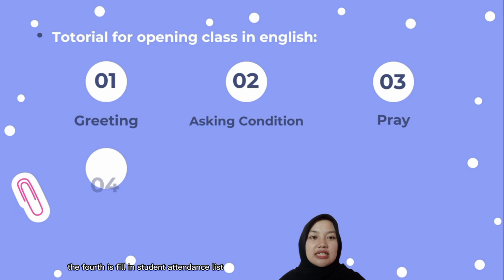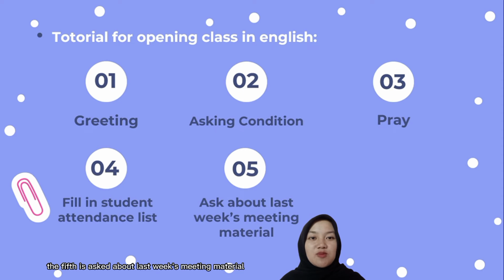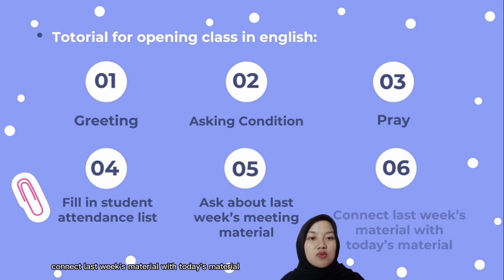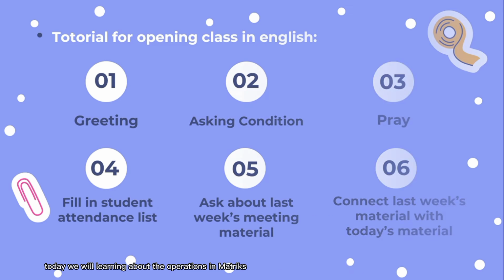The fourth is to fill in the student attendance list. The fifth is to ask about last week's meeting material. This is done so that students can recall what they learned last week. And the last is to connect last week's material with today's material. Example, because last week we studied the types of matrix, today we will learn about operations in matrix.